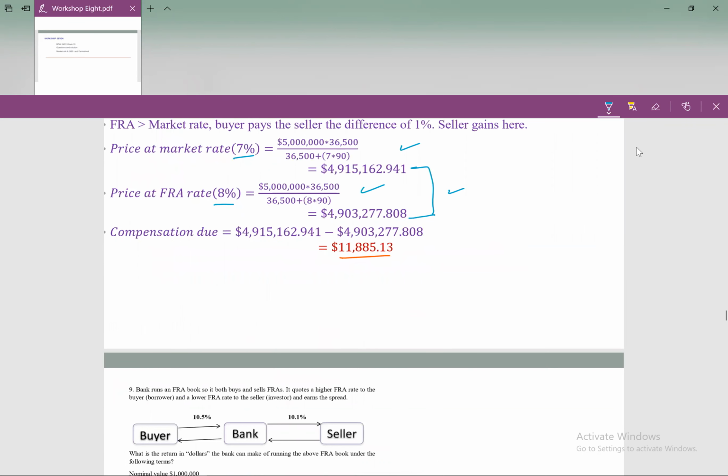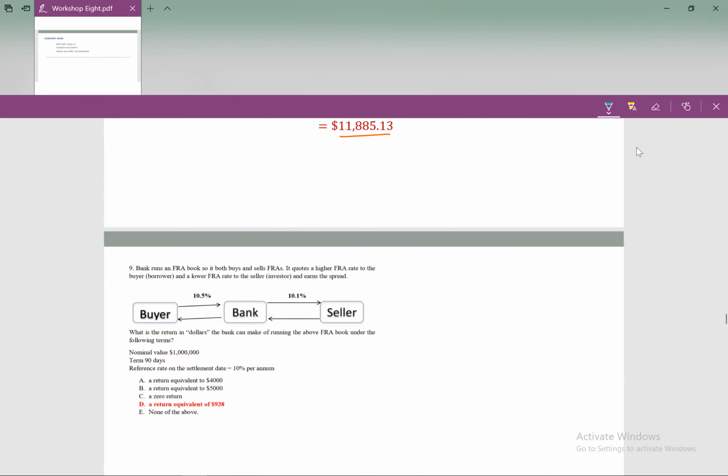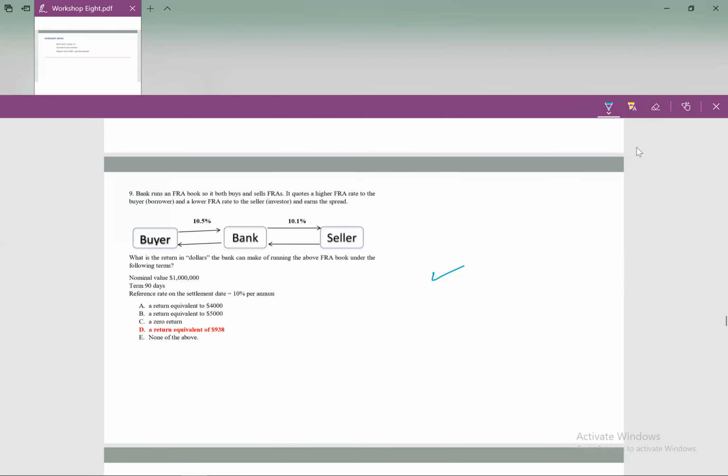Now, the most interesting problem, which I always have, is this one. So the bank here now is the same condition. It's 1 million. It's 90 days. The reference rate on the settlement is 10%, which is the market rate, and this is the FRA when the bank is seller, and this is the FRA when the bank is buyer.